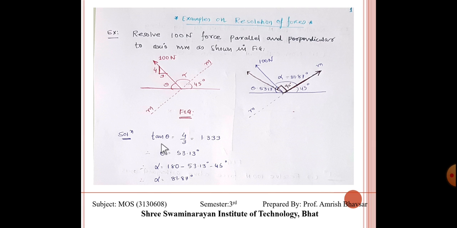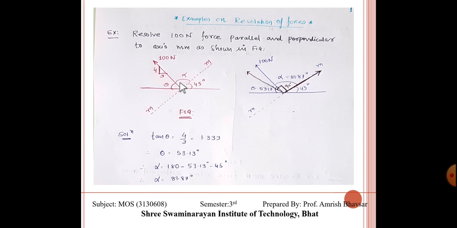So tan theta is equal to 4 by 3, that is 1.33. So theta is equal to 53.13 degrees. This is our theta. Now we have to resolve this force parallel to the mm axis and perpendicular to the mm axis. Whenever parallel and perpendicular are indicated, we must go through the orthogonal resolution, and that must be calculated with the help of sin theta and cos theta.